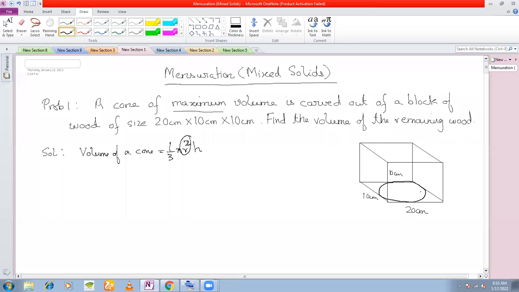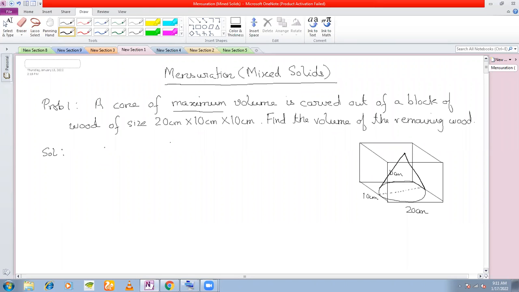right? So that this length here becomes my diameter. This is the maximum diameter of the base that I can get for the cone, right? Isn't it? And here can be the top part of the cone, right? So this is the way I can take out the cone. So what should be the volume of the remaining solid?